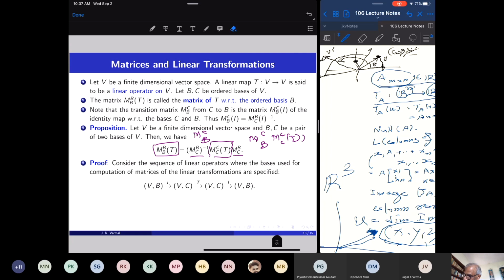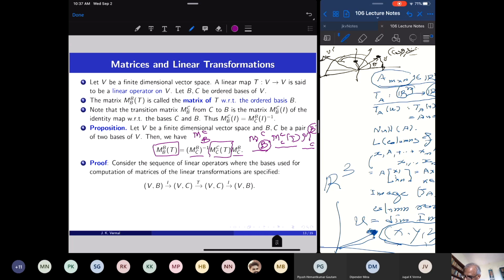So take the transition matrix MBC, multiply on the left by the matrix of T with respect to C and then MCB, and I will get the matrix of T with respect to B. The locations of B are clear: B is here and B is here. The rest are all C.